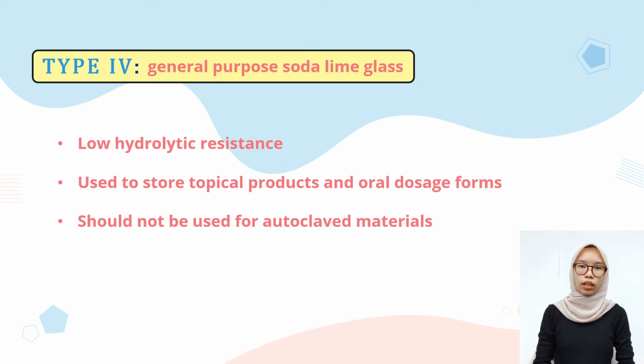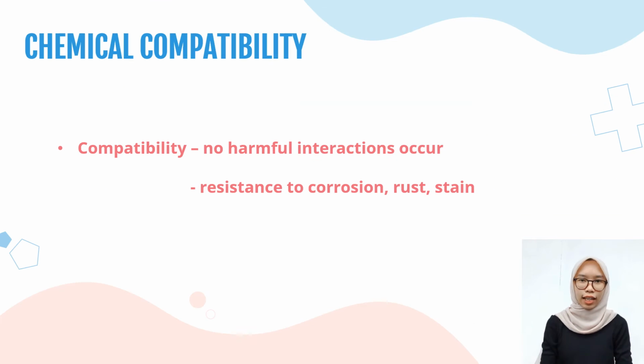General-purpose soda lime glass container is classified as Type 4 glass with low hydrolytic resistance and is used to store topical products and oral dosage forms. This type of glass container should not be used for autoclaved materials since it will enhance the glass container's erosion reaction rate. Next topic is regarding chemical compatibility of glass and pharmaceutical products.